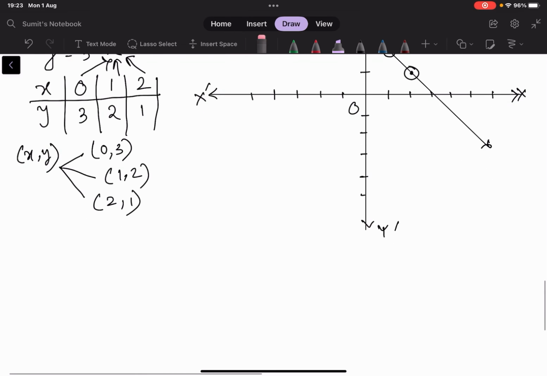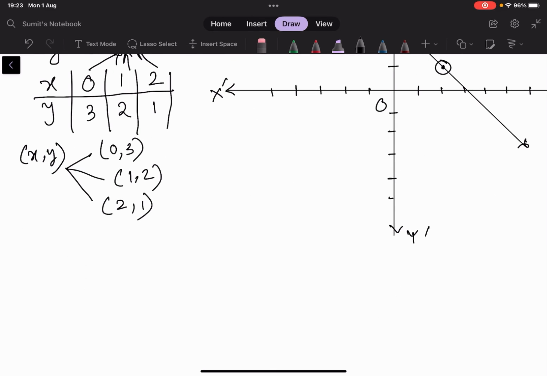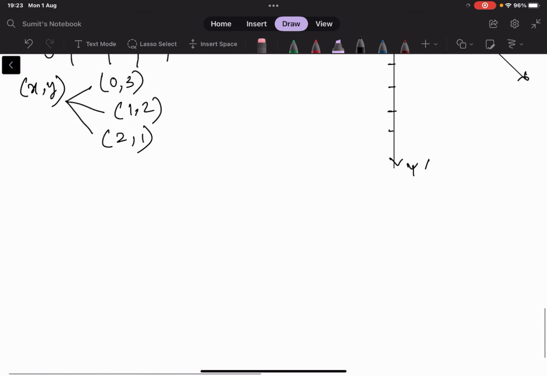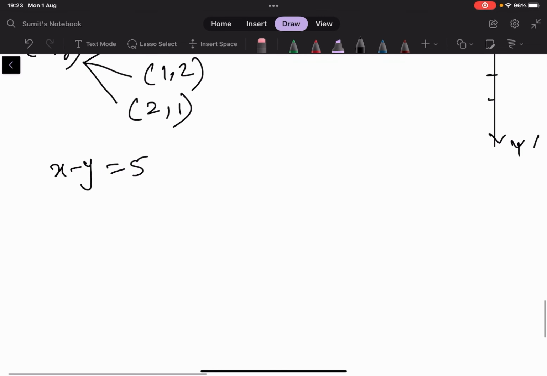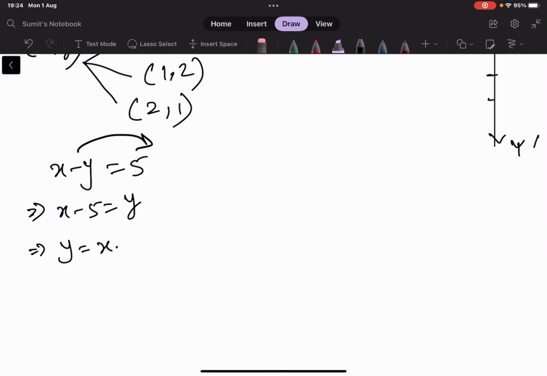What is the other straight line? On the same graph we will draw x minus y equal to 5, right? If you draw it similarly, the same way, find y. X minus 5 equal to y. I have just taken y to the right. Since minus y is there, we have to make y a positive term. So to make y positive, we take y to the right, and 5 is taken to the left. That means y equal to x minus 5.